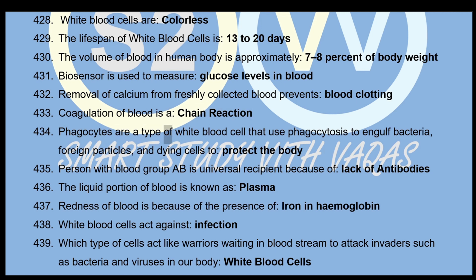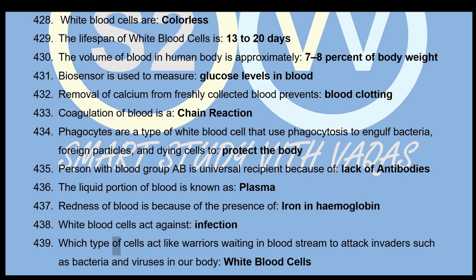Phagocytes are a type of white blood cell that use phagocytosis to engulf bacteria, foreign particles, and dying cells to protect the body. A person with blood group AB is a universal recipient because of lack of antibodies. The liquid portion of blood is known as plasma. Redness of blood is because of the presence of iron in hemoglobin. White blood cells act against infection.